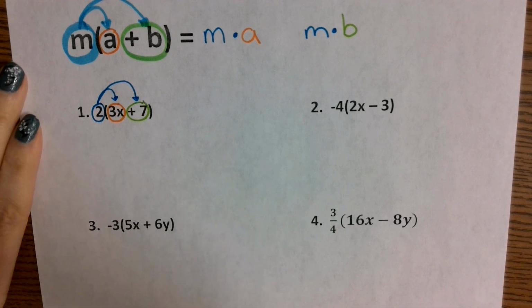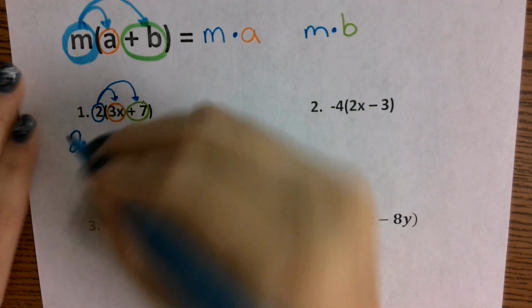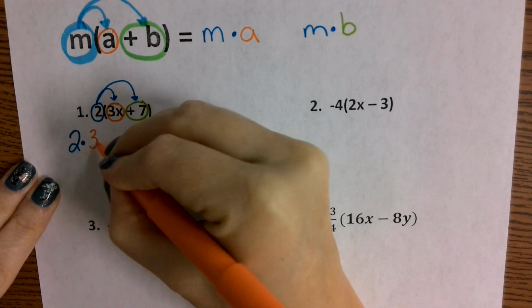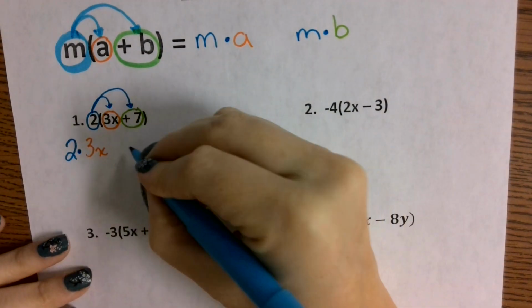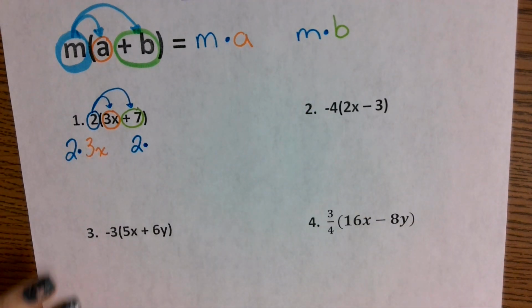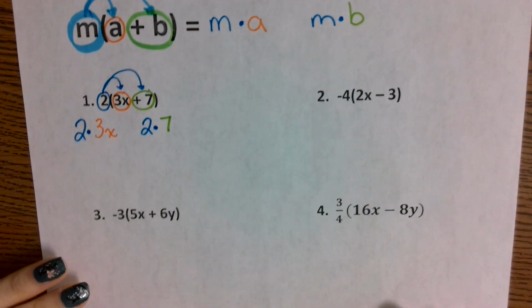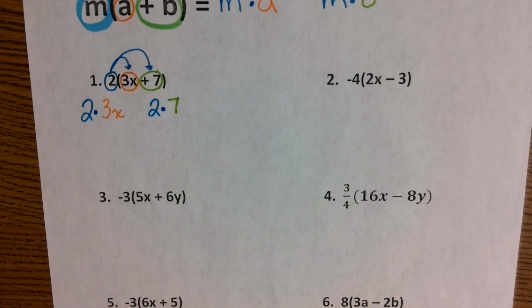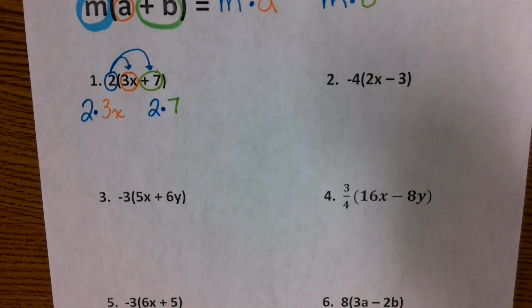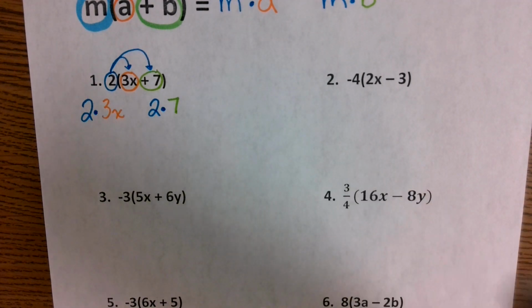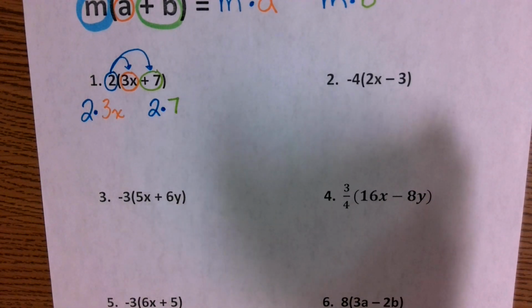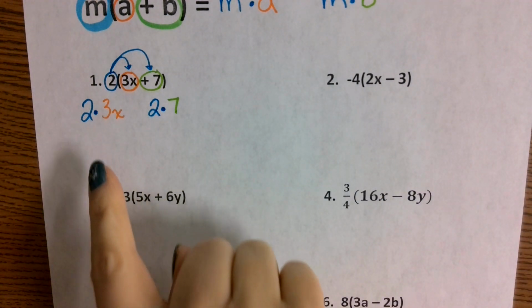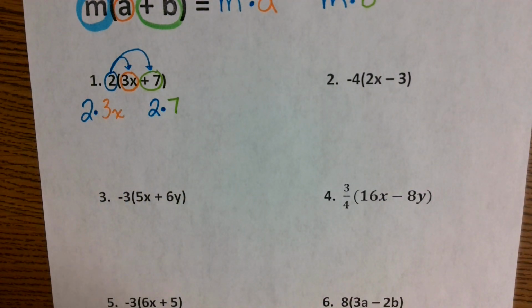So what I'm going to wind up doing is multiplying 2 times 3x and then 2 times the positive 7. Now when we multiply and there are variables involved, you just multiply with the coefficient, just the same as when we were adding or subtracting. We only focus on the coefficients and not the variable itself. When you are multiplying a term that has a coefficient and a variable and you're multiplying it by another number, you just multiply the numbers together and keep the variable term.